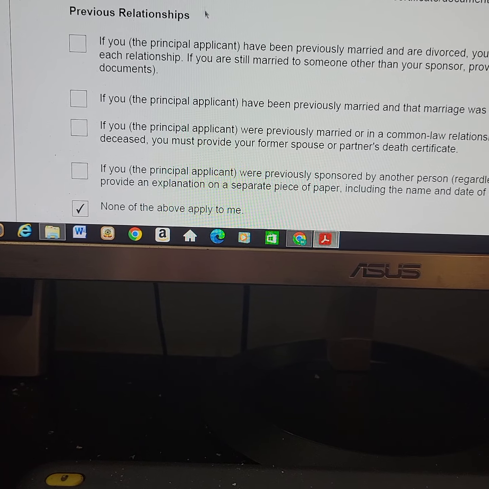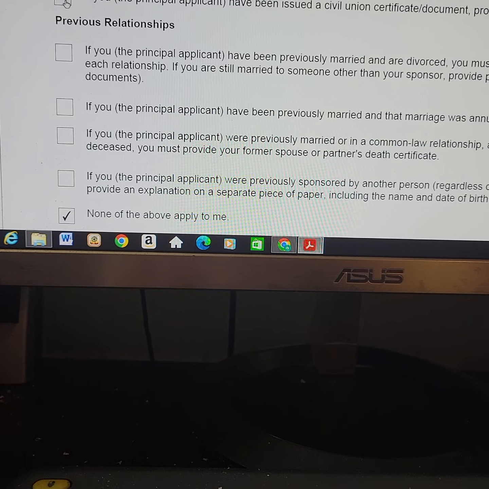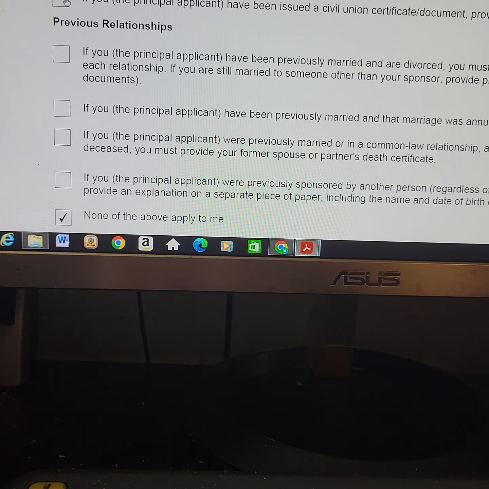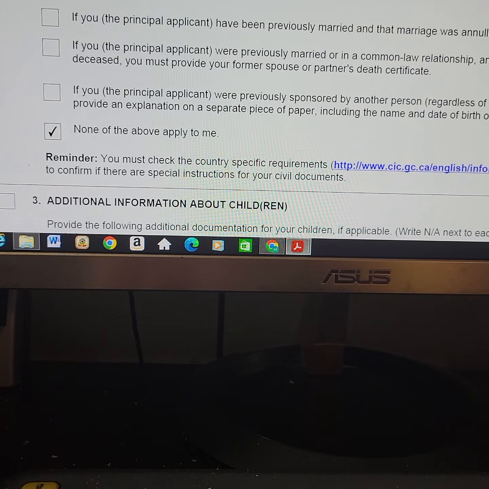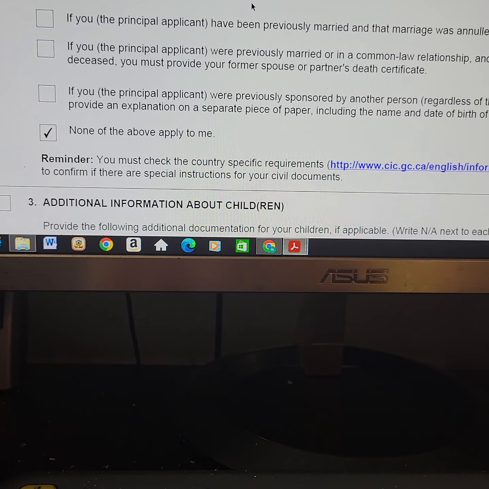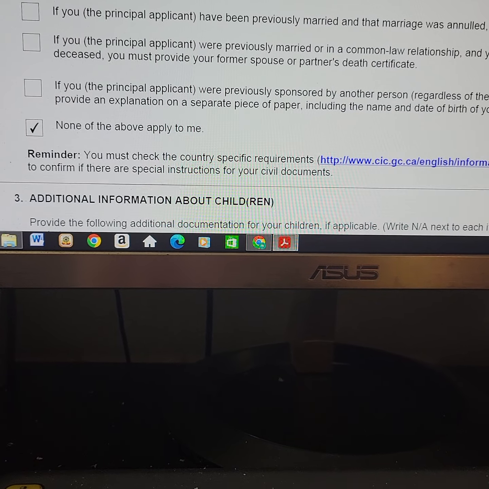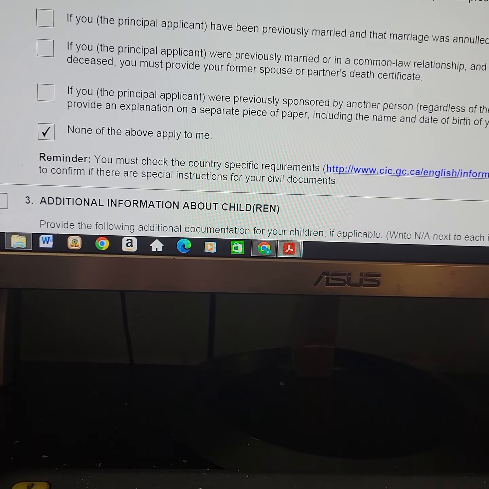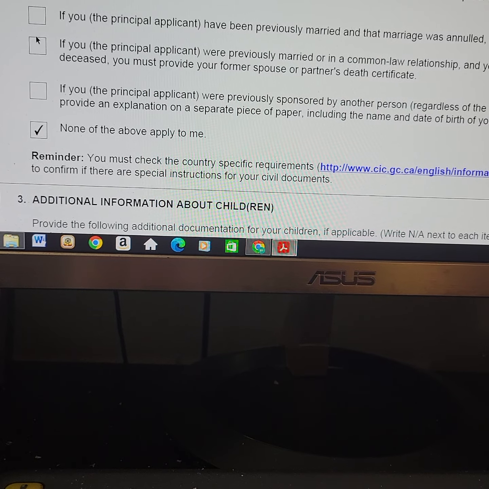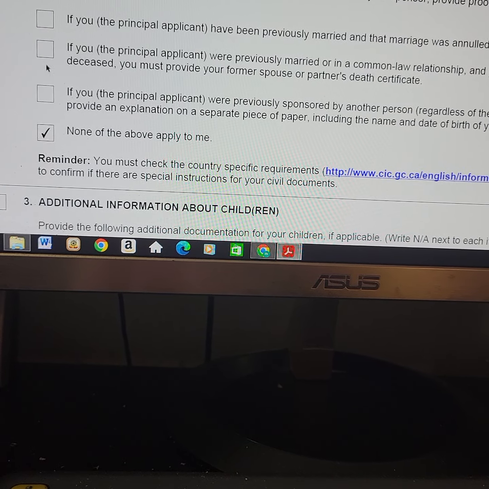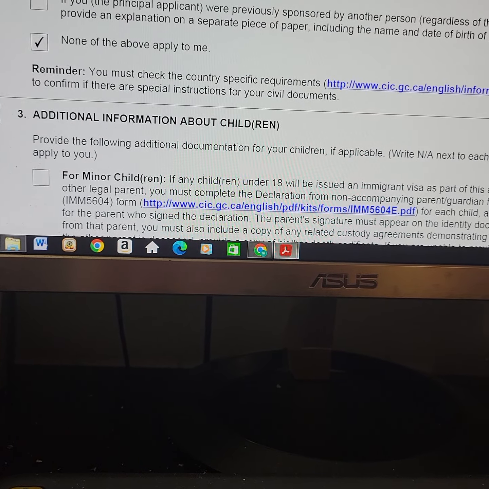So this box here, if your principal applicant has been issued a civil union certificate document, provide a copy. If you are providing a copy, check that off. If you're not providing a copy, do not check it, just write NA. Previous relationship, all these questions here would be if you were married before, if you were sponsored before and whatnot. Read each part properly, check it off if it's your situation. If not, none of the above apply to me, you check that off. All the other boxes, do not leave them empty. Always write NA, NA, NA, NA, so they will know that you actually read the question.